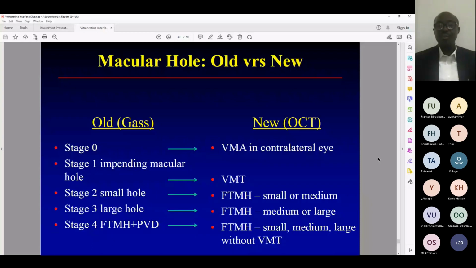So here we have full thickness macular hole that may be small or medium because the GAS one did not have measurements. And the full thickness macular hole for stage 3 may be medium or large, and stage 4 is a full thickness macular hole in the GAS when there's a PVD in addition. In the new classification, it won't be any of these with a VMT released.